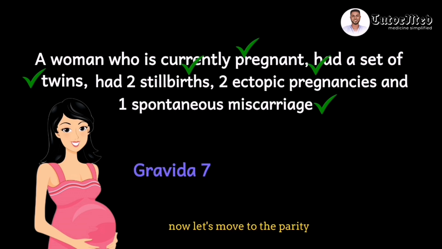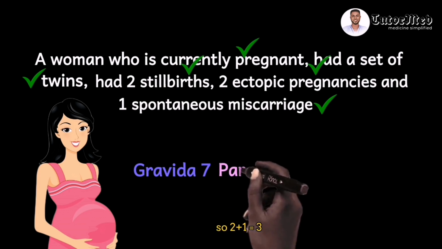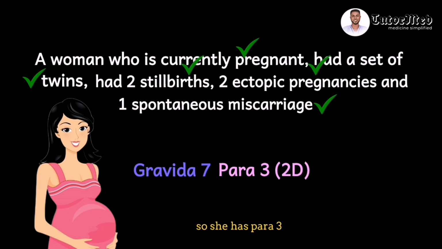Now let's move to the parity. She had a set of twins, so they are alive. Once they are alive, it means that they went past the age of viability, so that is 1. And she had 2 stillbirths. This means she carried 2 babies to viability, but unfortunately they didn't survive, and so that is parity. So 2 plus the 1 is 3. So she has para 3, but 2 are dead, and so we report that as para 3, 2D. It means 2 are dead.